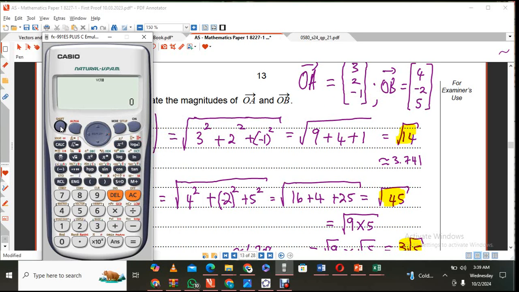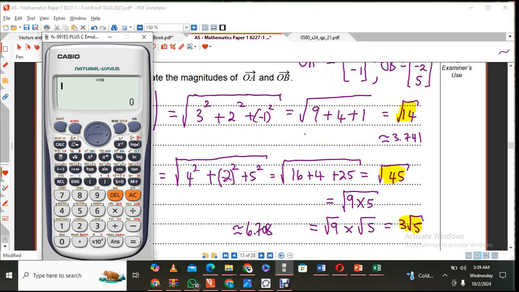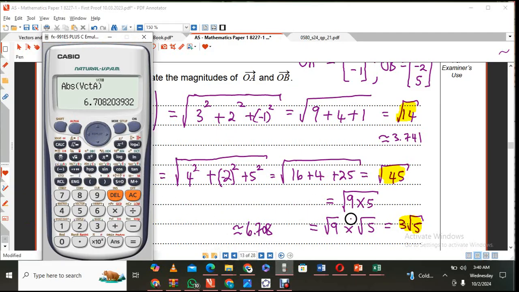Now if I want to find the magnitude, you can see that I get the 6.708. So I'm going to say shift, the ABS button, the absolute value, the magnitude, and shift again to go to vector A, then I'll choose 3. Of course, you can now press equals, and you get 6.708, which is the equivalent decimal value of that answer in surd form.